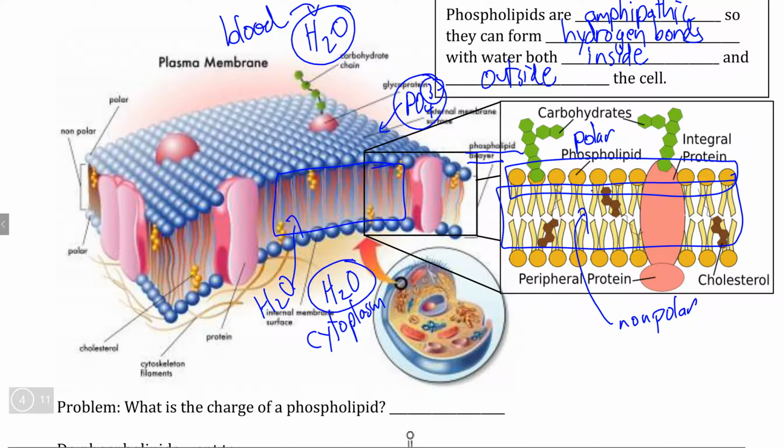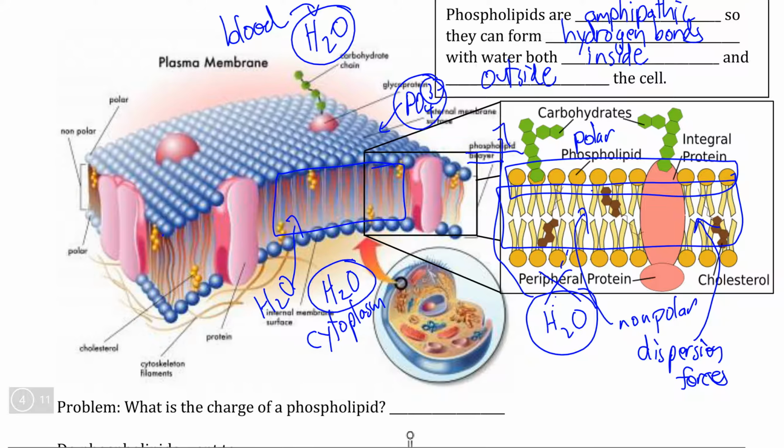And the reason why this non-polar layer exists is, number one, the non-polar part cannot form hydrogen bonds with water, and number two, these non-polar parts are going to attract to each other because the only intermolecular interaction that non-polar molecules can make are dispersion forces, and those dispersion forces are going to hold the insides together and also prevent water from moving through the membrane, again, because water doesn't form hydrogen bonds with non-polar molecules.